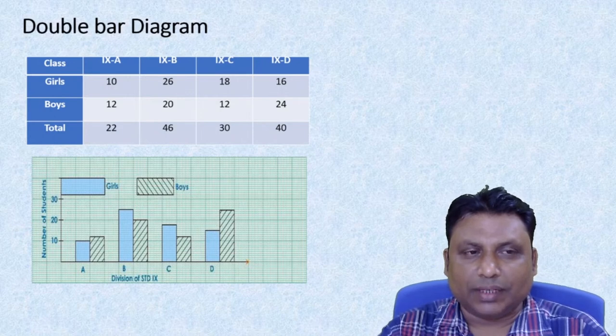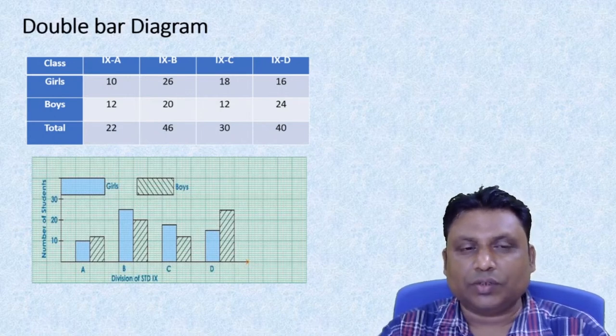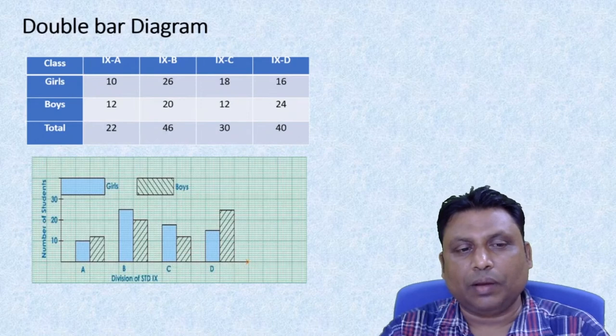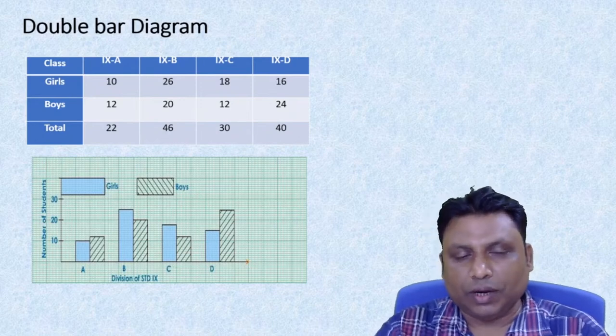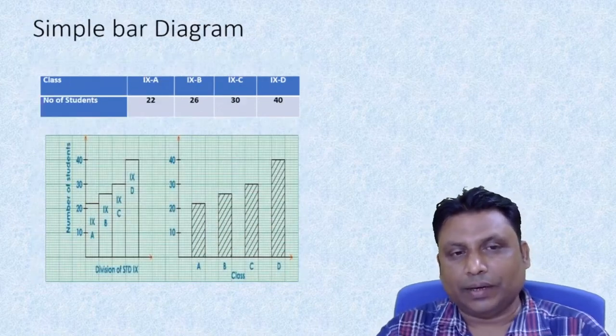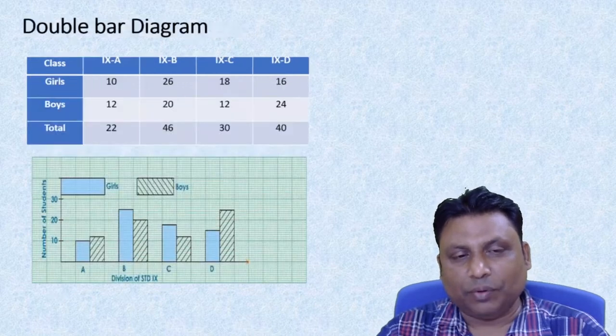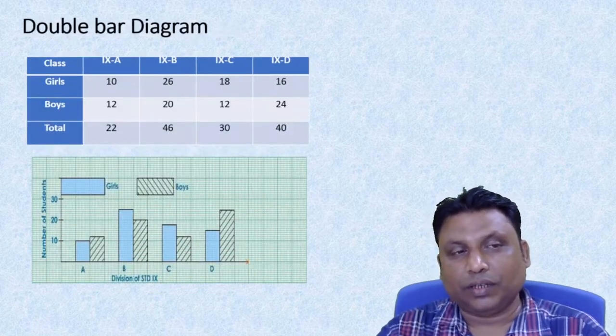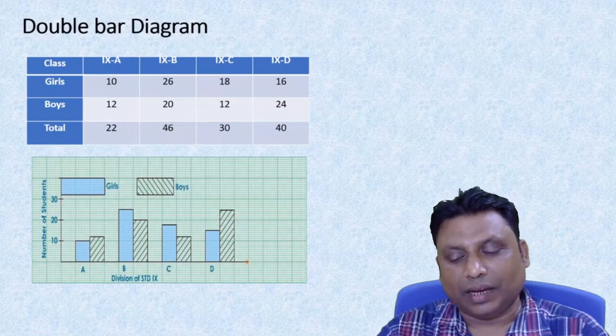This type of bar is called the double bar diagram. That means two data sets are available in this diagram. In the first example, only one data set is given, but in this example two data sets are given. So in that case, this is called the double bar diagram.